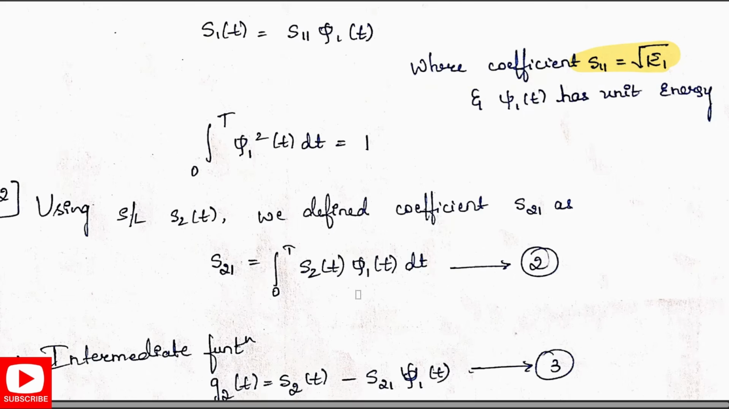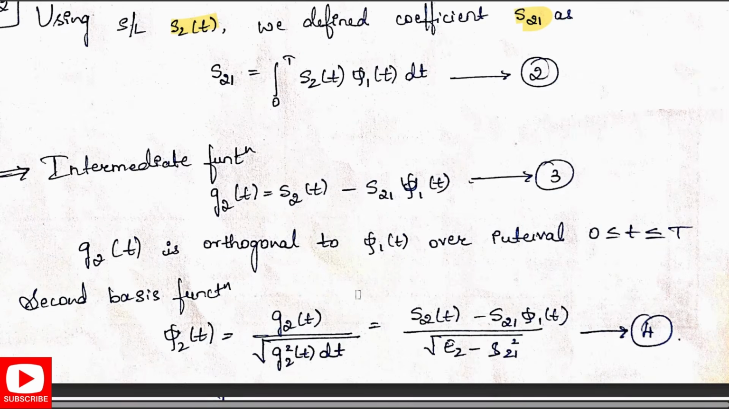Now we will consider the signal S2(t). We defined the coefficient for S1(t), now we define it for S2(t). For that, first we have to define S21. That is given by integration from 0 to T of S2(t) into phi 1(t). This is dependent on phi 1(t). Now we have an intermediate function called G2(t). G2(t) is given by S2(t) minus S21 into phi 1(t). So here G2(t) is orthogonal to phi 1(t) over the interval 0 to capital T.